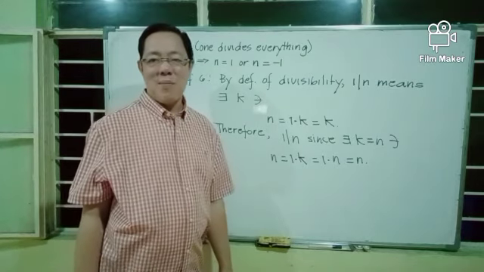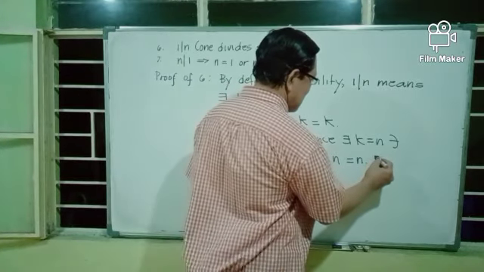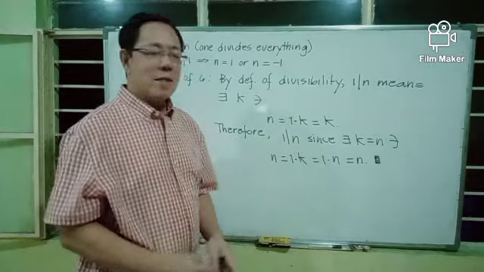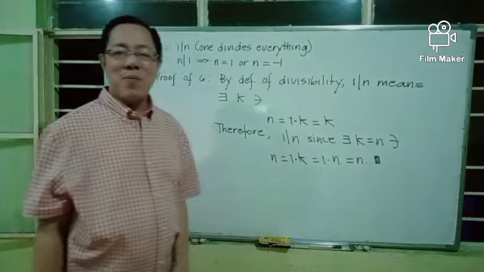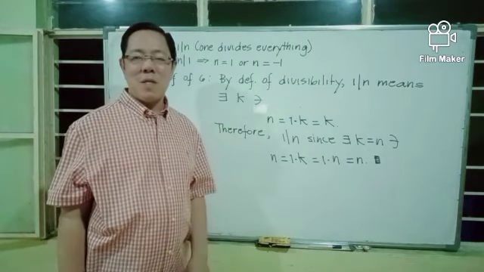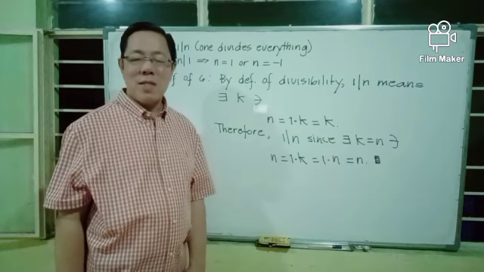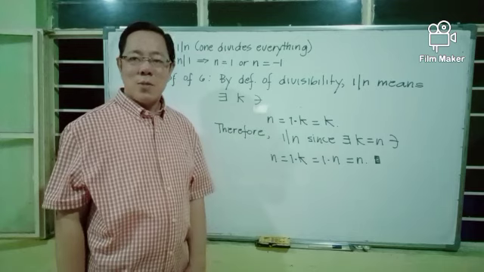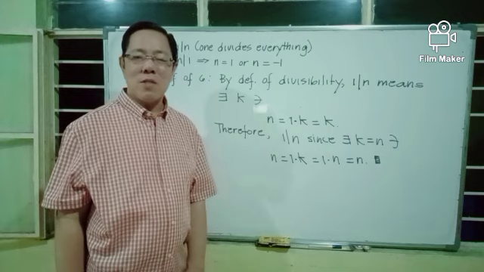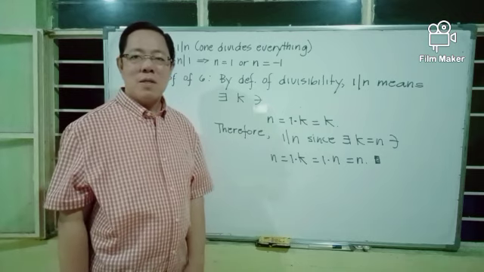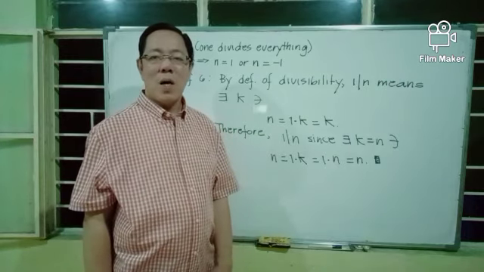Now we prove the seventh property. Don't forget to write the shaded rectangle at the end of proof to indicate the end of proof. We now prove the seventh property of divisibility that states that if an integer n divides 1, then the integer n should be equal to 1 or negative 1. That is, the only integers that can divide 1 are 1 or negative 1.